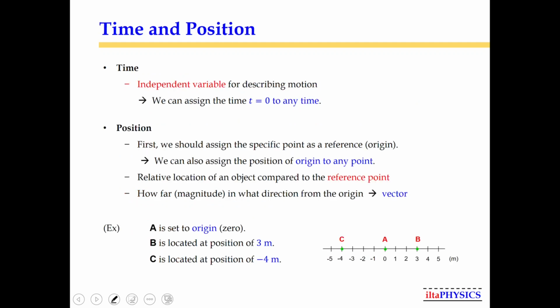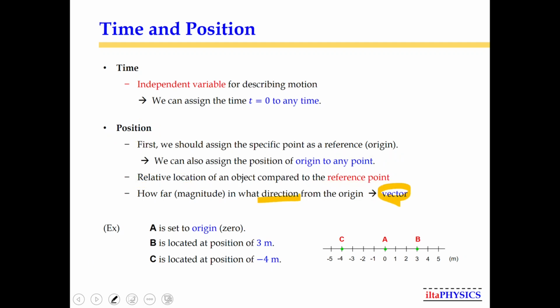Let's start with time. As we said, time is independent of motion. For convenience, when analyzing motion, we usually set the starting time to t equals 0. Next, let's talk about position. To describe the position of an object, we need to first define a reference point or origin. Then, the object's position is defined relative to that reference point. By convention, we can choose the reference point anywhere we like. It's up to us. So position is essentially a vector quantity because it has both magnitude and direction.